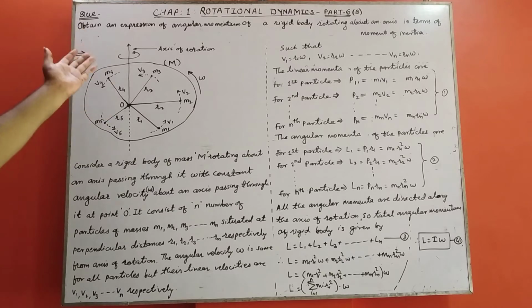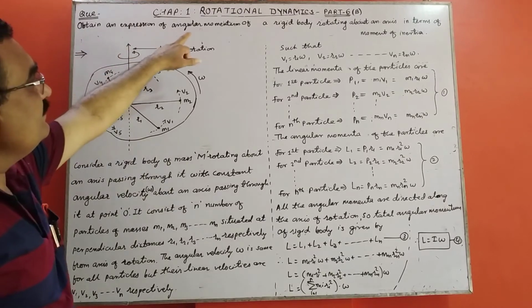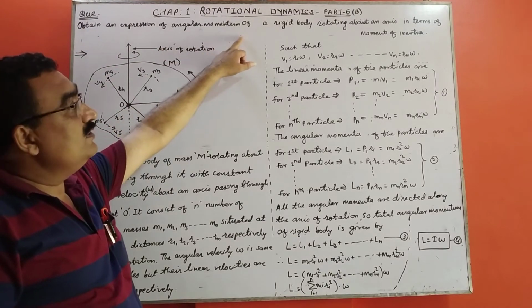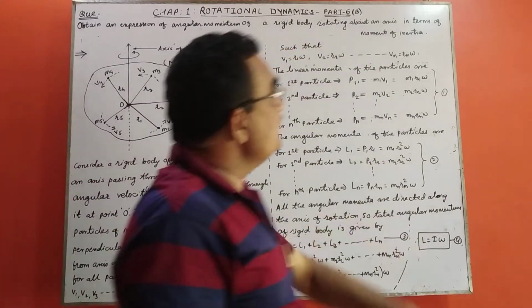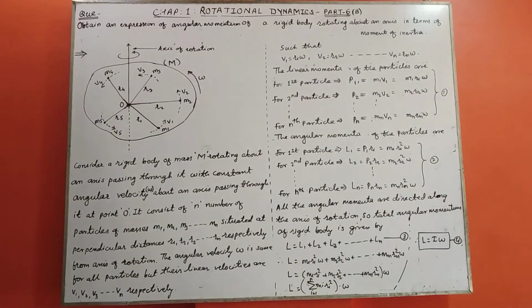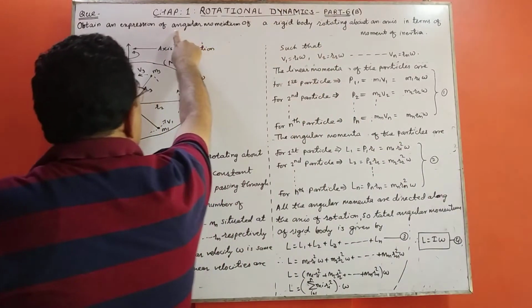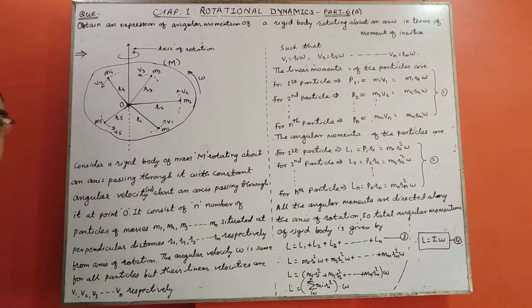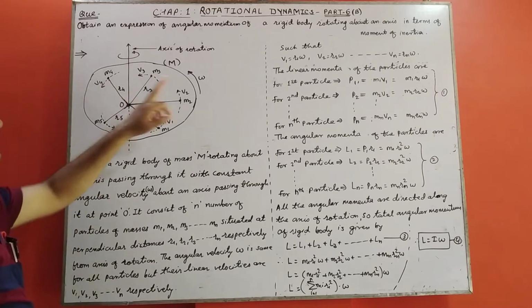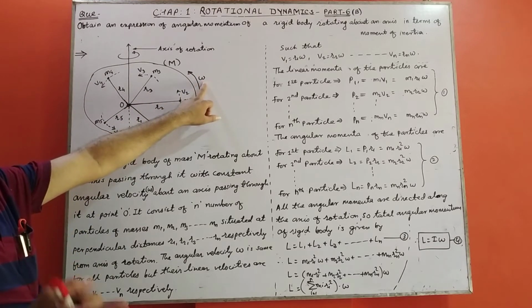Now the second expression. Obtain an expression of angular momentum of a rigid body rotating about an axis in terms of moment of inertia. So in terms of moment of inertia, we want to find out the angular momentum. The diagram remains the same, like kinetic energy. Here is omega, meaning angular velocity.